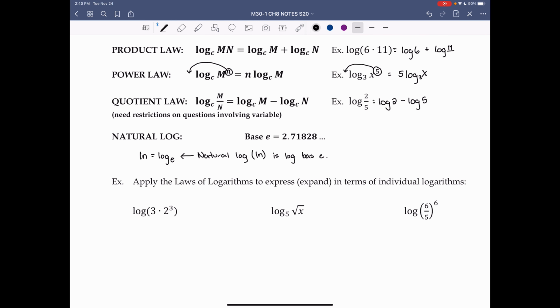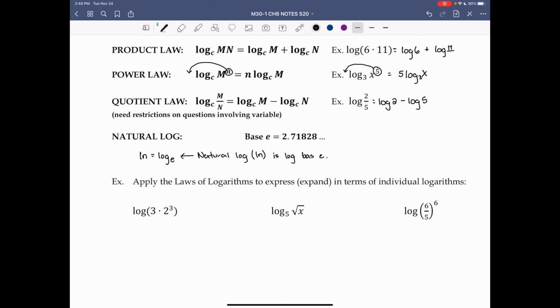Example: apply the laws of logarithms to expand in terms of individual logarithms. First one, we have log of 3 times 2 to the power of 3. We want to write this as individual logarithms. Yes, we could just multiply 3 times 2 to the 3, and then we'd have one log, but we are using the log laws to separate the product.